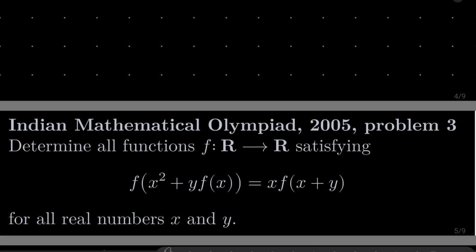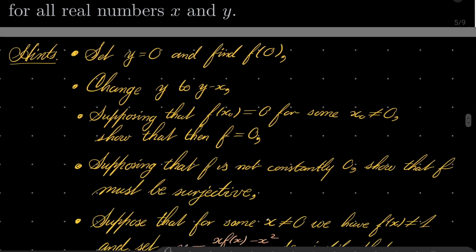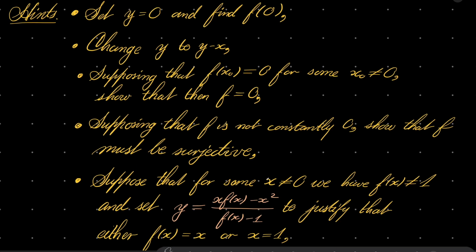I will start with giving you some hints. My hints for this problem are the following. First, set y to be 0 to find f of 0. Then rewrite our equation changing y to y minus x. And then you should consider two cases. First case, supposing that f of x0 is 0 for some non-zero argument, show that then our function must be constantly 0. And furthermore, supposing that f is not constantly 0, show that our function must be in fact surjective.